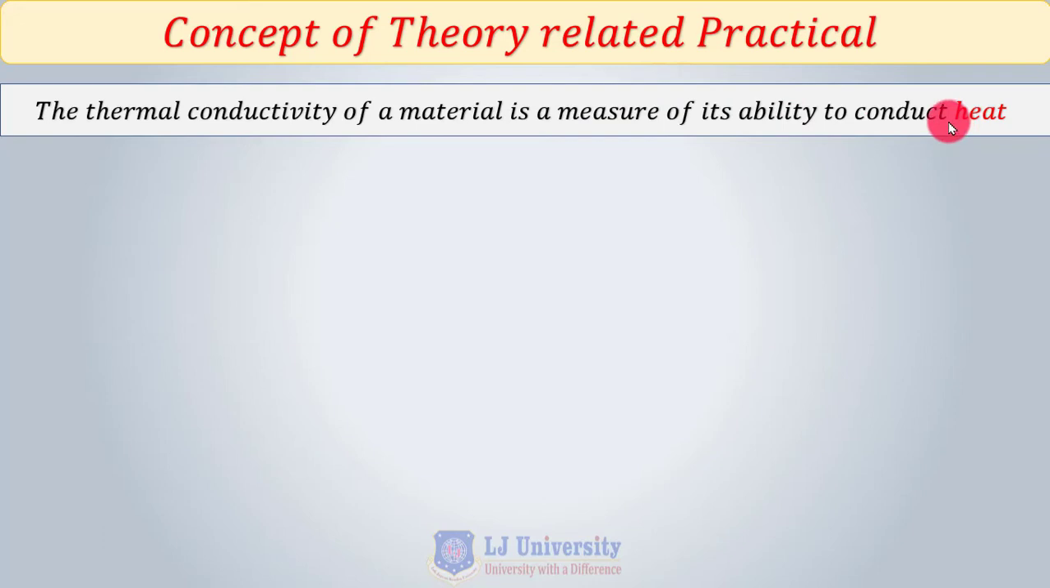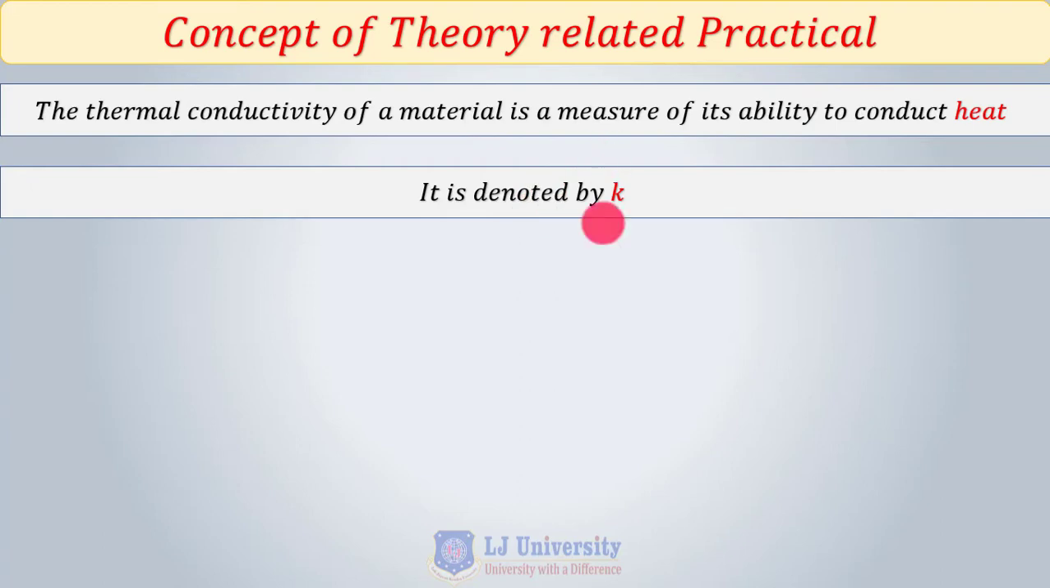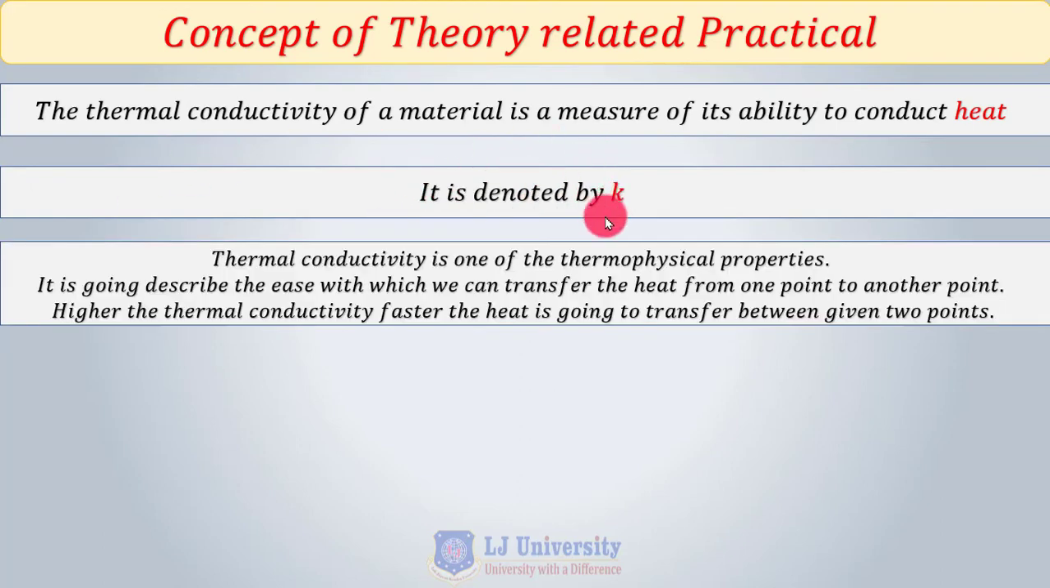It is a property of a material which shows how well the material can conduct heat from the environment and within the system. It is generally denoted by K. Thermal conductivity is one of the thermophysical properties.